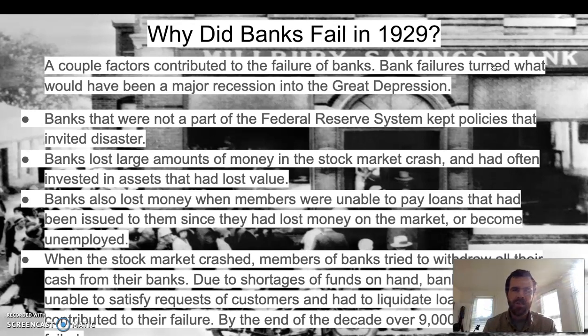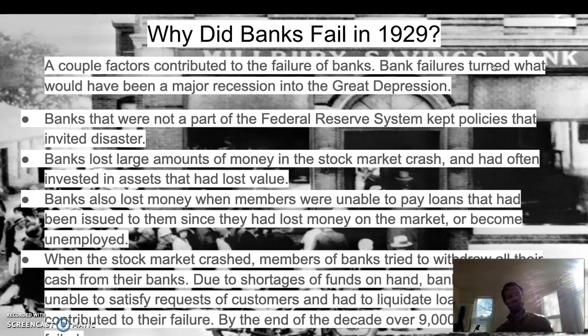So let's look a little bit at why banks failed in 1929. A couple factors contributed to the failures of banks. Now, bank failures turned what would have been a major recession into the Great Depression. If the banks hadn't failed, it probably just would have been a recession. Thinking back to 2008, when the federal government bailed out Bank of America and all those banks that had been making those really lousy home loans, they did that because of this. They looked at what happened when banks failed in 1929 and in the decade that followed, and they realized that the American people can't go through that again.